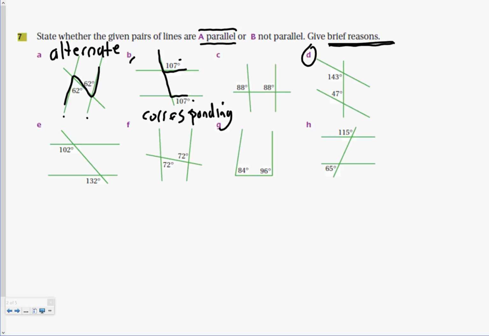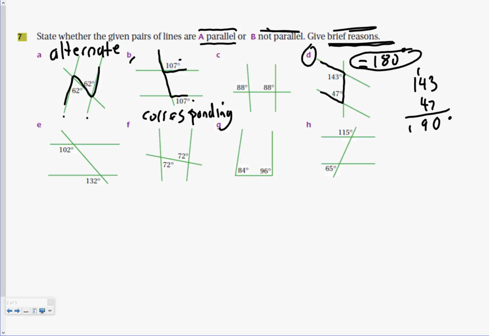If we come down to D, we see that we've got our co-interior angles. We've got a little reverse C here. The rule states that co-interior angles are supplementary, and when added together they equal 180 degrees. If I add these two together, 143 and 47, you can see that we get 190 degrees. So, question D, the lines are not parallel, and the reason, the co-interior angles did not add up to 180 degrees.